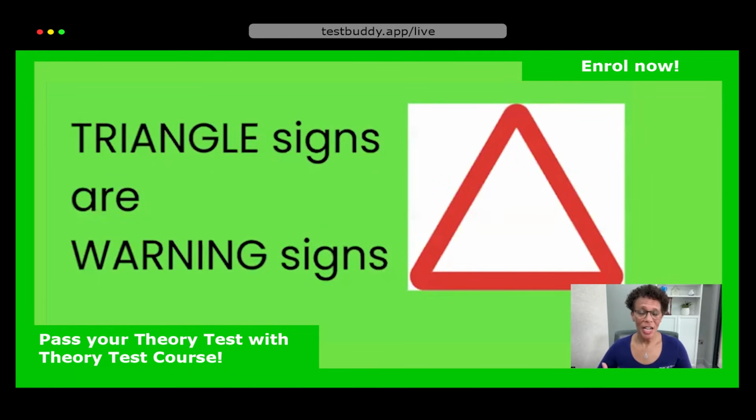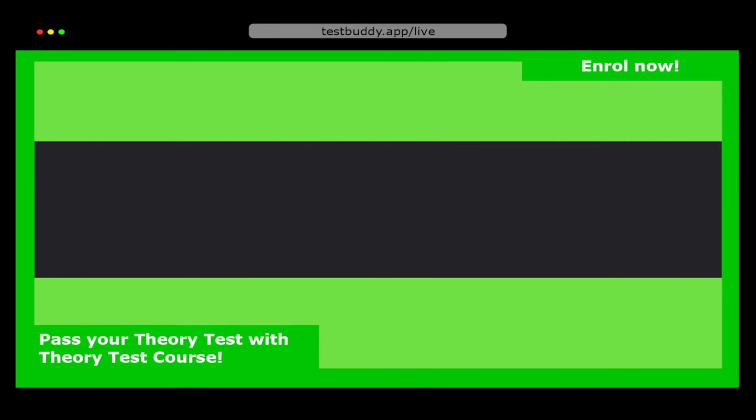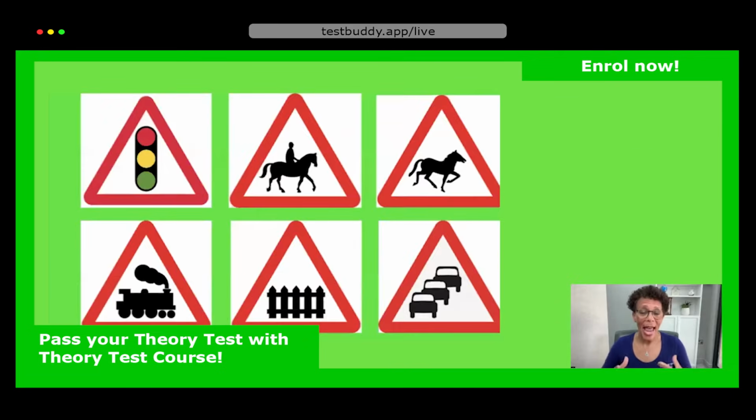All triangle-shaped signs are warning signs. And the way that you can remember that is to make a triangle shape with your hands, open your hands out but keeping your thumbs together, and you'll see a W for warning. Triangle signs are warning signs. So whenever you look at any triangle-shaped sign, just say to yourself, this sign is warning me about.